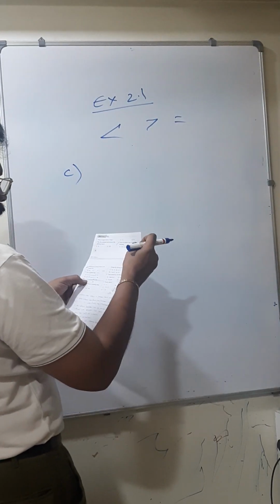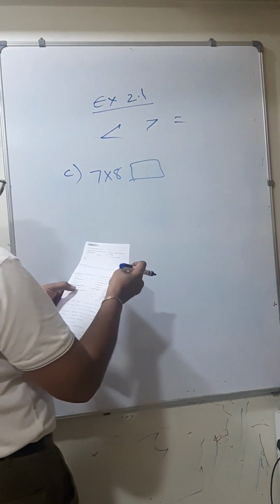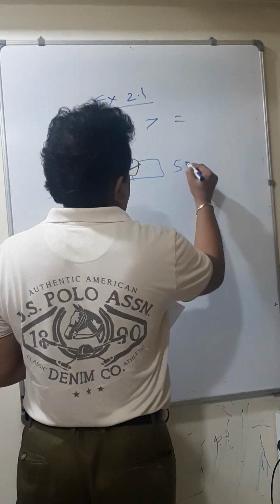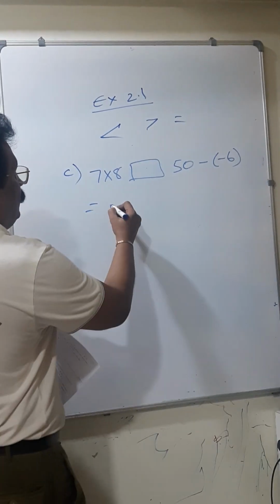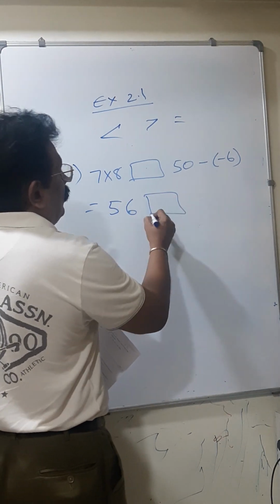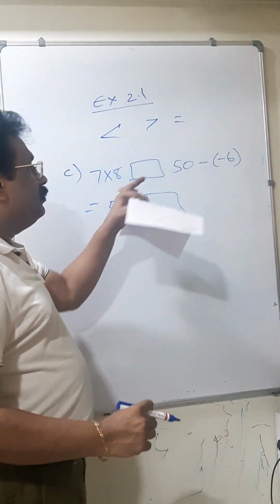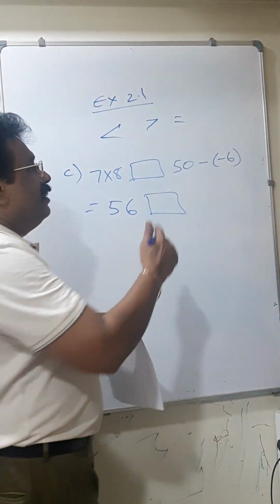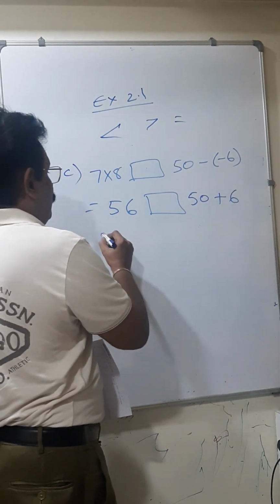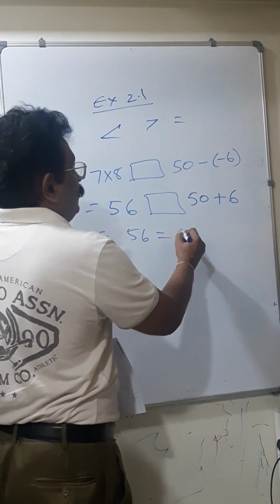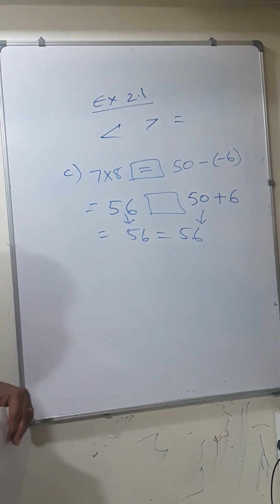C is 7 into 8, 50 minus of minus 6. 7 8s are 56. 50 minus of minus. See, in multiplication, we have not come across that. We will come across it, okay? Minus into minus is always plus. 50 plus 6. So that is 56 equal to 56. So this is equal to. Okay?